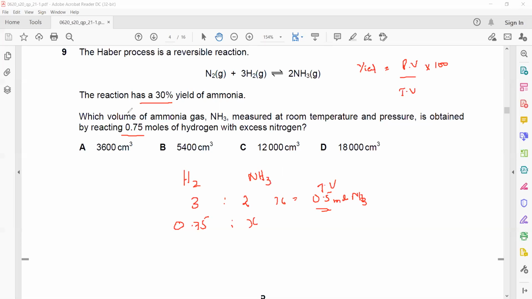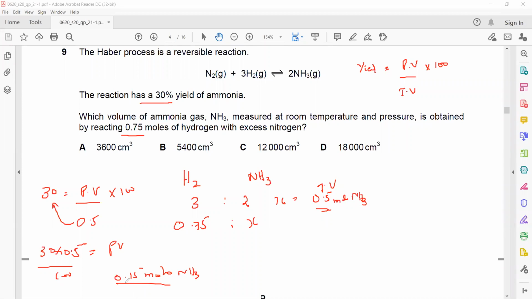Theory suggests if we have 0.75 moles of hydrogen, we should get 0.5 moles of ammonia. But because the percentage yield is only 30%, the practical value is less. So 30 multiplied by 0.5 is equal to 15, and 15 divided by 100 is equal to 0.15 moles of ammonia. So practically we'll get 0.15 moles.